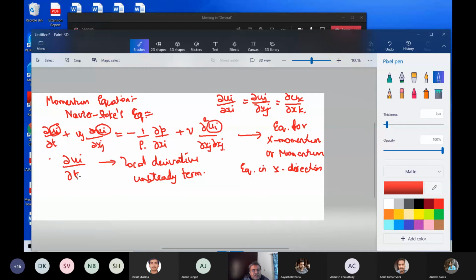So ∂ui/∂t, and it is ui. By looking at ui, you can say that the equation is for x momentum. This is an x momentum equation. That is the first term. Then we have the next term. Let's take a look at the next term. It is uj ∂ui/∂xj.